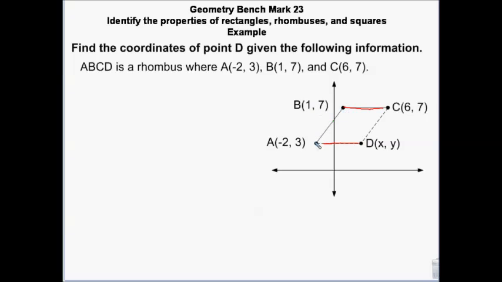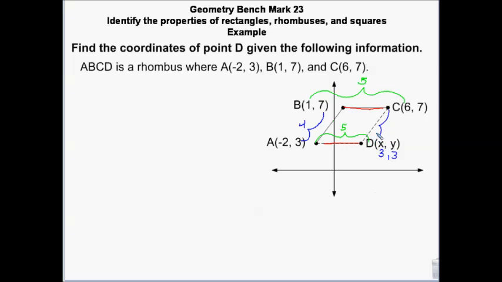by counting. So I'm going to go from a 1 to a 6. To go from a 1 to a 6, I move 5 spaces. So I want to move 5 spaces here as well. Okay, so -2 plus 5 is 3. And then to go from a 3 to a 7, I move 4 spaces. So I want to move 4 spaces down here. So 7 minus 4 is 3.